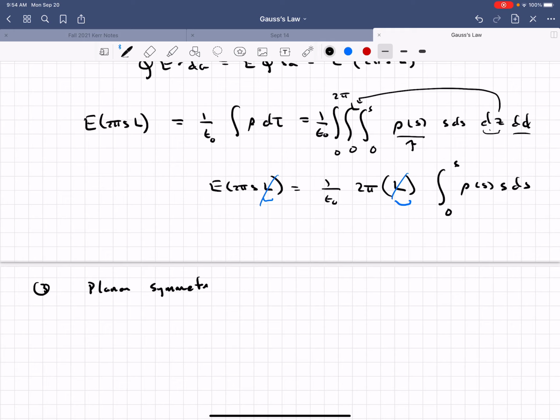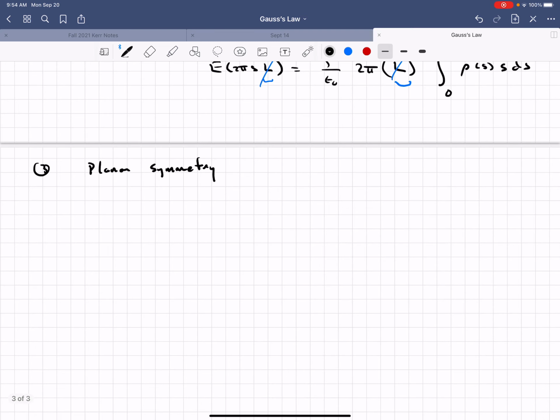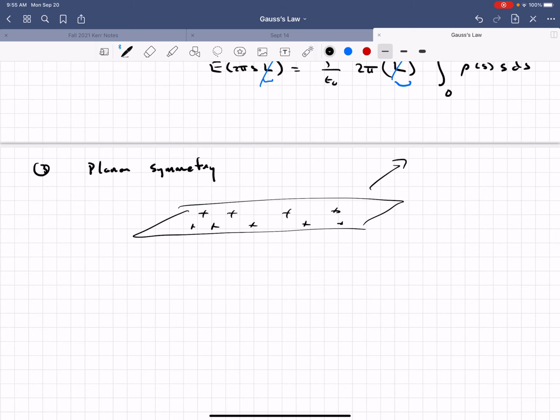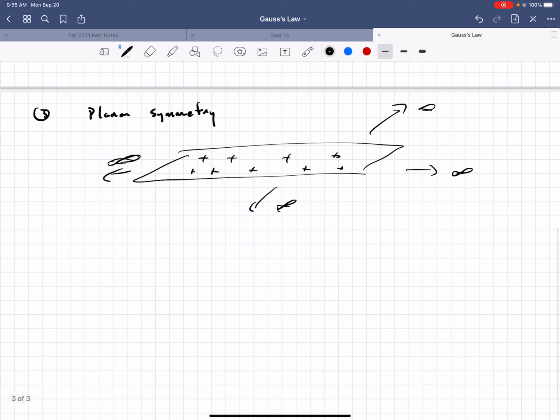Planar symmetry is, in a sense, the easiest, but it's a little bit difficult to visualize sometimes. So what we have in mind here is that we have a surface on which there is charge somewhere on this surface. And this surface has to extend again to infinity in all directions. It might have some charge density on the surface, but the key, if it has planar symmetry, is that it has to essentially have constant surface charge density on the entire surface. I'm going to assume this charge density here is sigma.